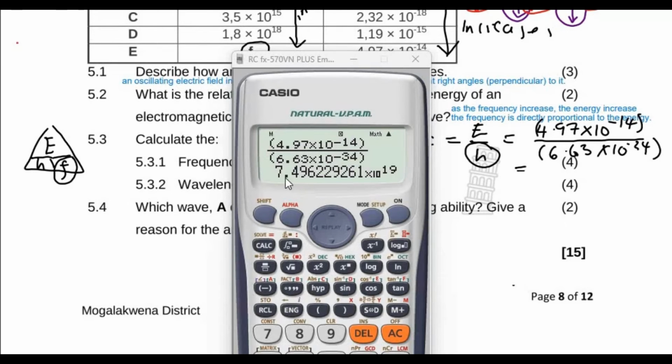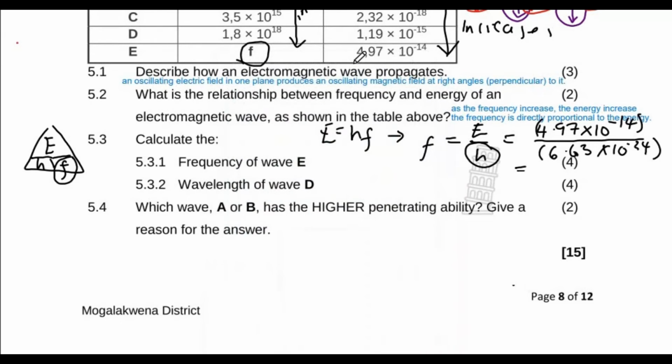So the answer is 7.496 multiplied by 10 raised to the power of 19. Remember, our instruction mentioned that we need to write our answer to 2 decimal places. So it's going to be 7.50 multiplied by 10 raised to the power of 19. You need to also include the SI unit, which is hertz.